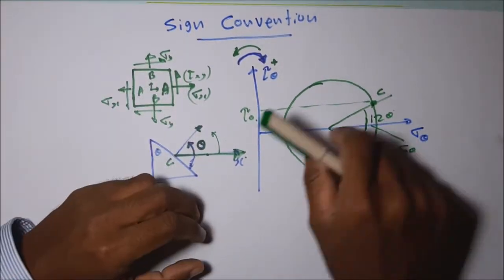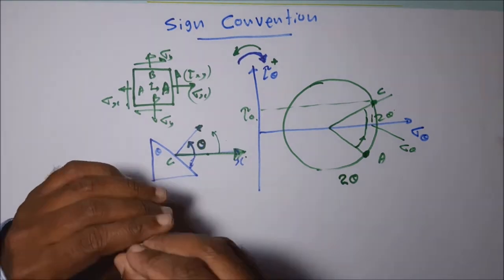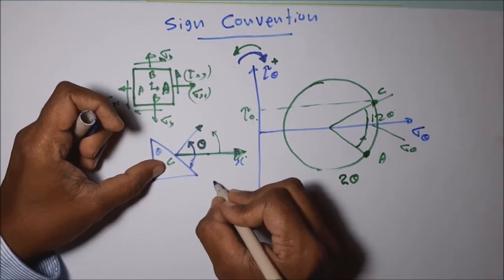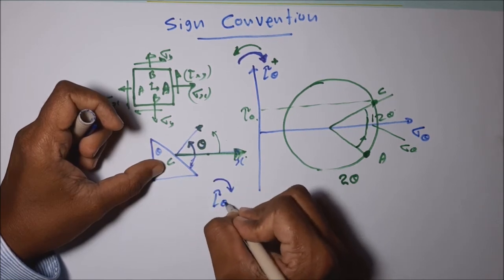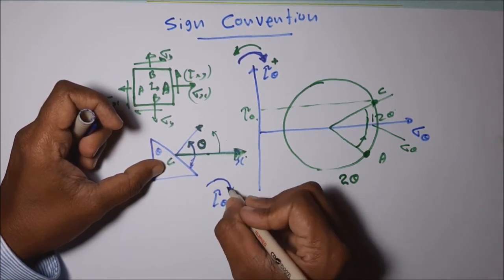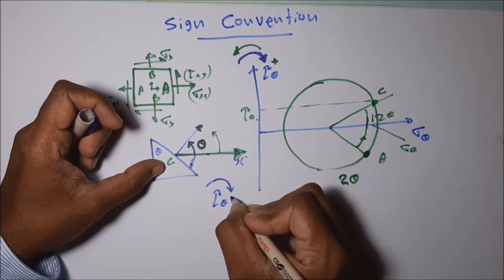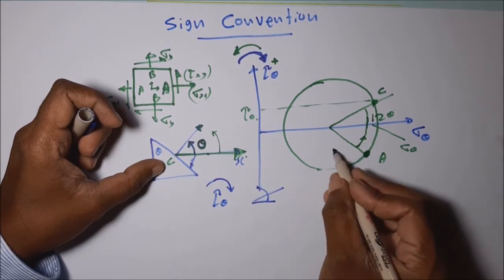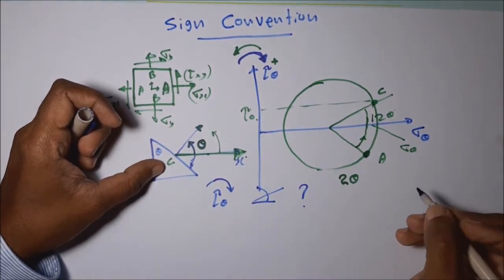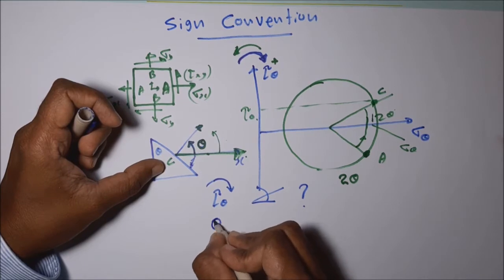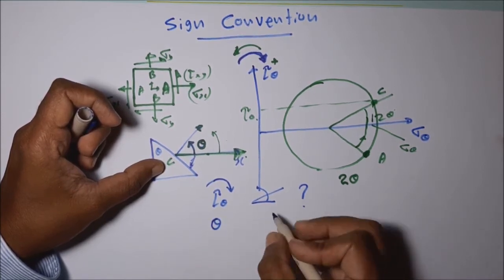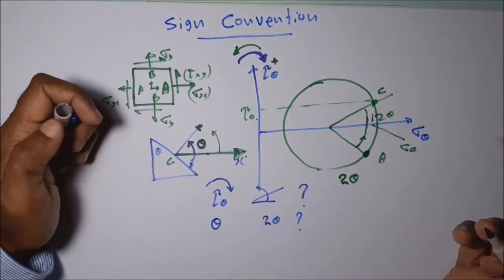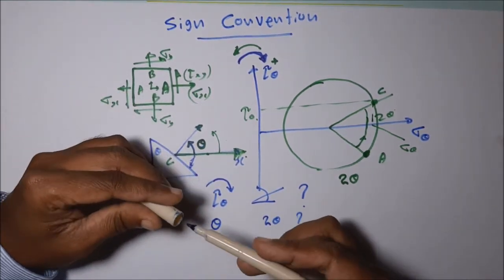Okay, then this is the sign convention. If we take the clockwise shearing stress as positive, why do we have to measure the angle anti-clockwise in the Mohr circle diagram? And if we take the angle as theta, why is it represented as a 2 theta angle in the Mohr circle diagram? We have two questions.